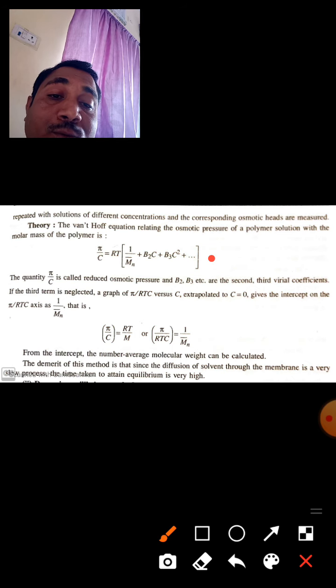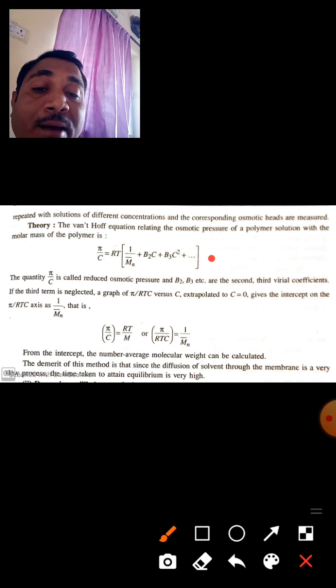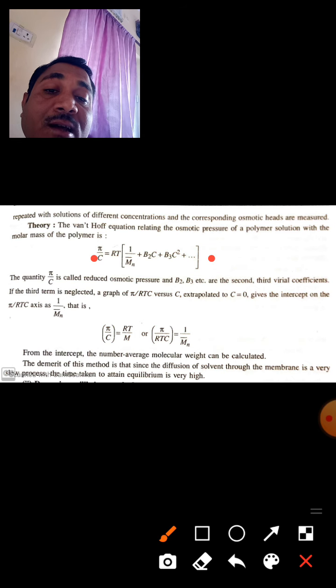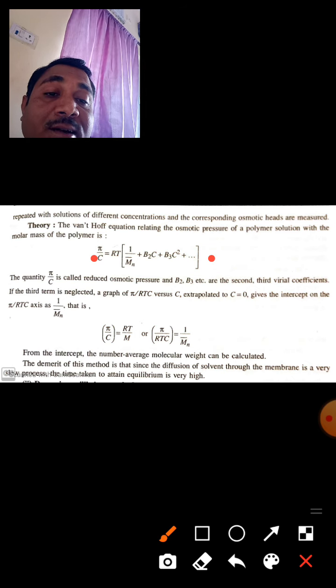B2 and B3, etc., are the second and third virial coefficients. Pi by C is the reduced osmotic pressure, that means osmotic pressure per unit concentration. B2 and B3 are the second and third virial coefficients.